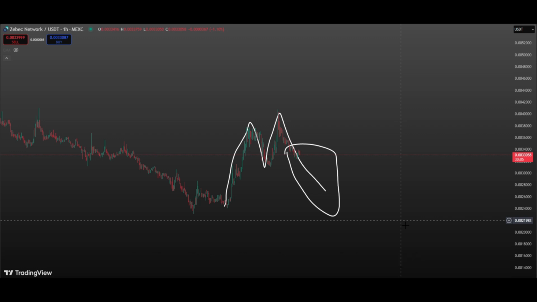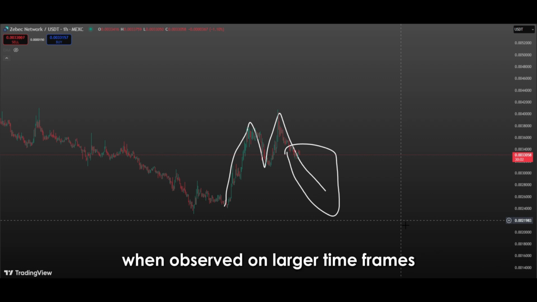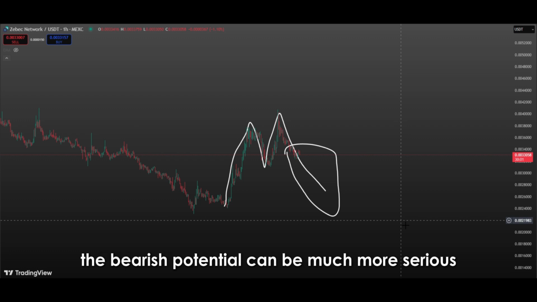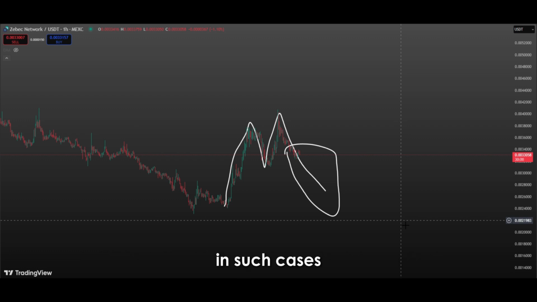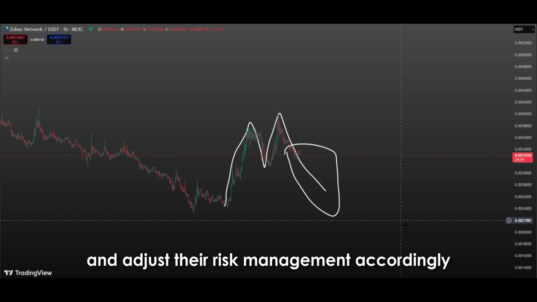Therefore, it is important for traders to be cautious and carefully analyze whether the pattern is complete or not. In addition, the double top pattern generates more effective and reliable signals when observed on larger time frames. If this pattern is formed on a long-term chart, the bearish potential can be much more serious. In such cases, traders should tighten their stop-loss levels and adjust their risk management accordingly.